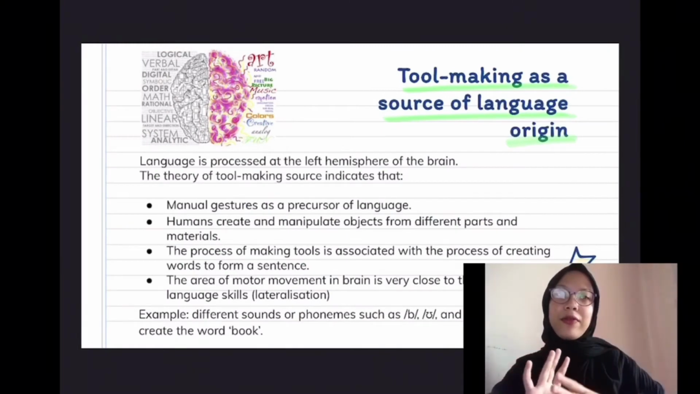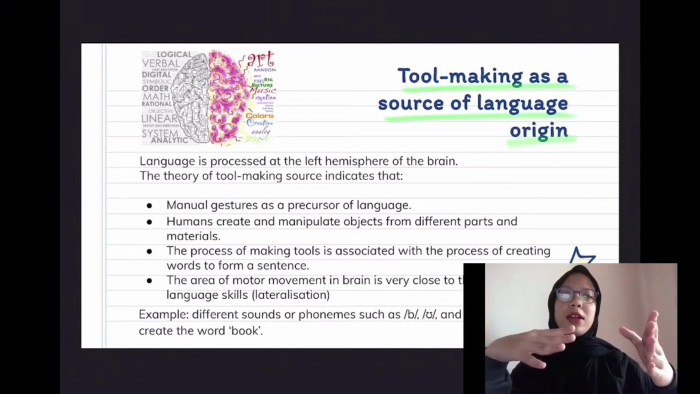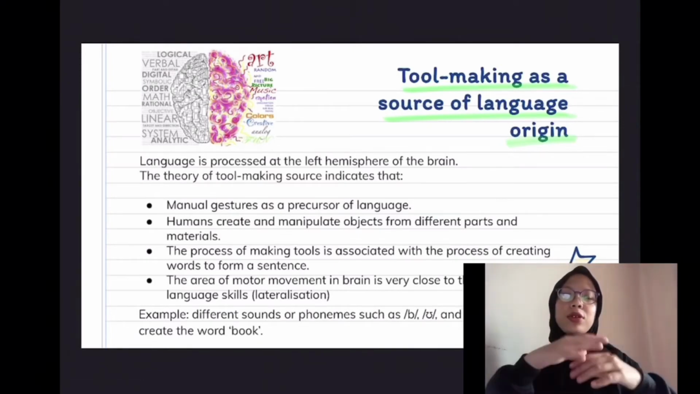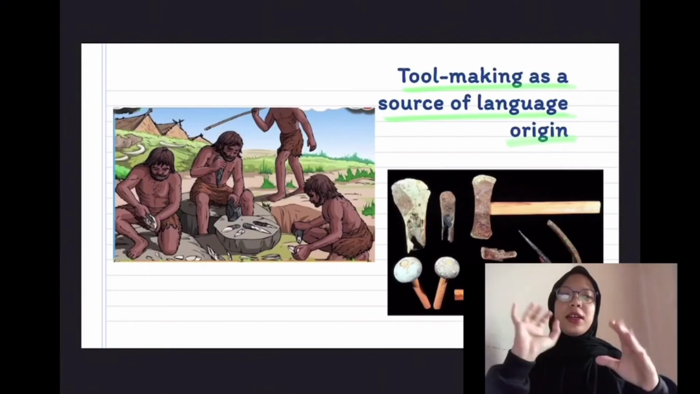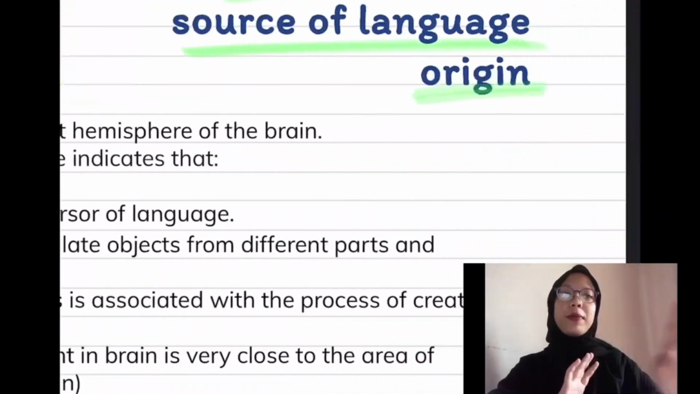In the human brain, we have what we call Broca's area, which is responsible for speech production and articulation. It is located in the left hemisphere. So this theory of the tool making source indicates manual gestures as a precursor of language. As we know, in ancient times, people used symbols and signs to communicate with each other. They used manual gestures, like waving their hands or something like that. It paved the way for people to create a language.